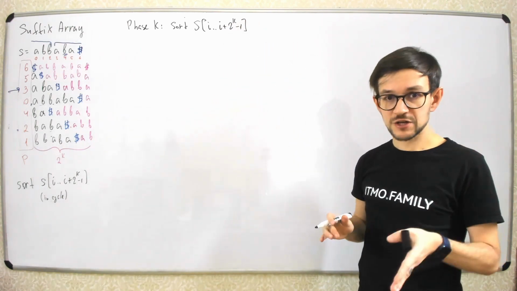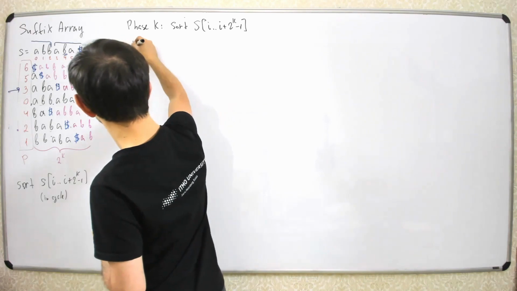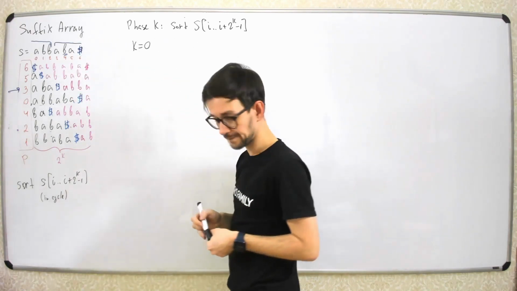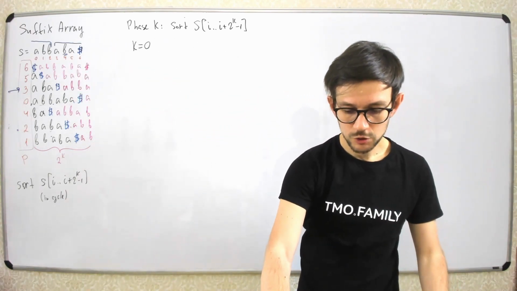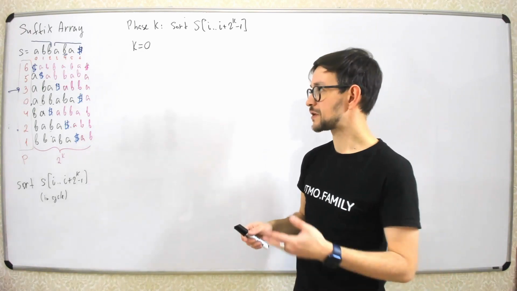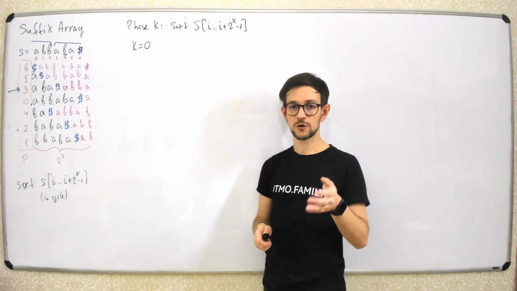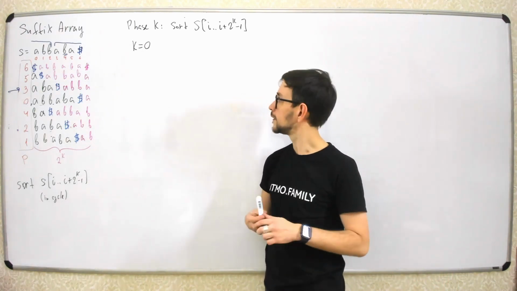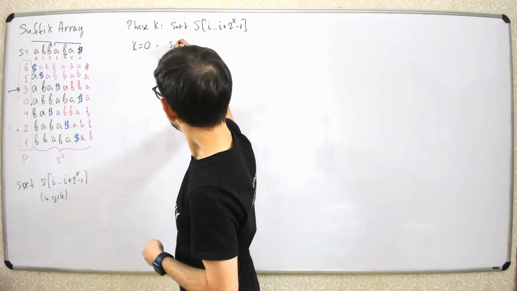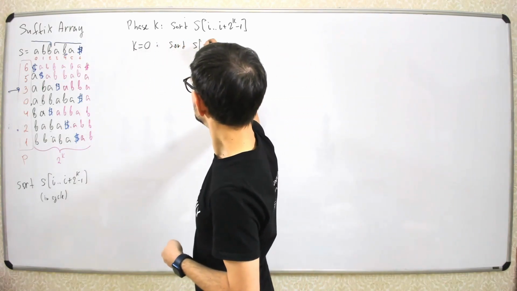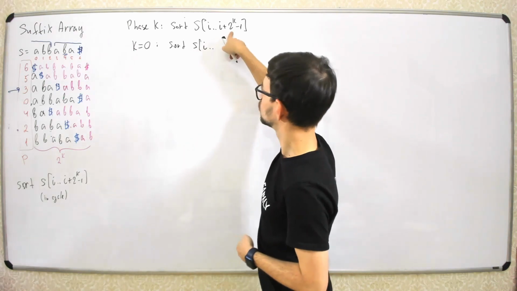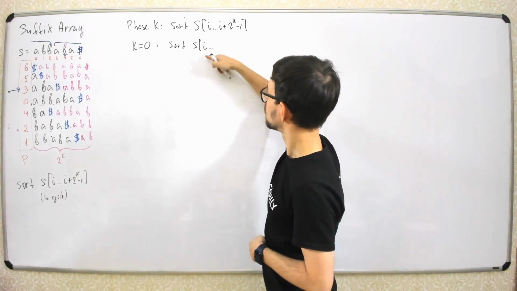So let's start with k equal to 0. So what's going on with k equal to 0? If k equal to 0, it means I need to sort the strings of size 1. So I need to sort strings s from i to i plus 2 in power of k minus 1, so from i to i.